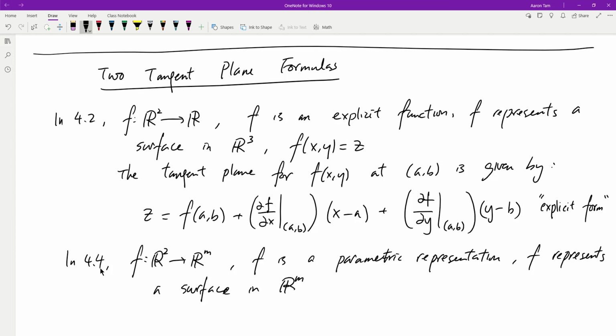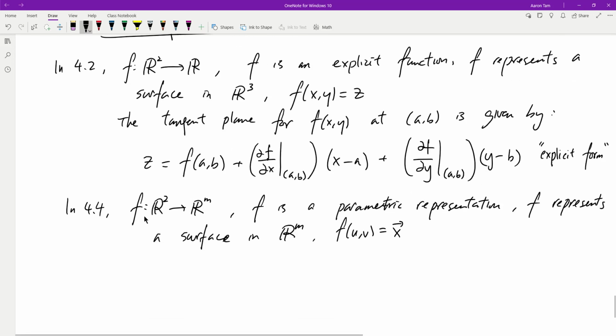4.4 is what I meant to say. In 4.4, the parametric representation of a surface, f mapping from R2 to Rm, can form a surface in R2, R3, R4, R5, R6, R7, and so on. So therefore, in 4.4, the parameterized surface definitely is more flexible because it allows us to form surfaces in higher dimension. Okay? In this case, the function would be f of (u, v) equal to some position vector x, which could be (x, y, z) or (x, y, z, w) or x1, x2, x3, x4, x5, and so on.